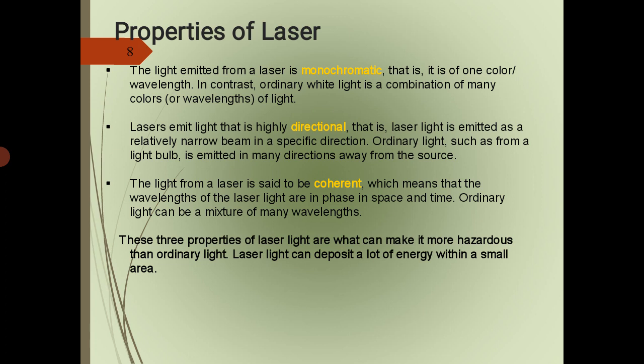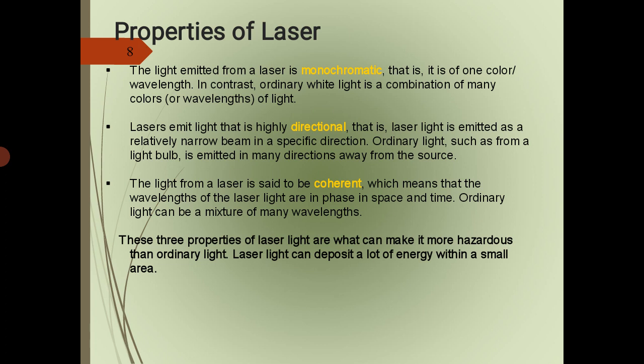Then ordinary light. If you look at ordinary light, it goes in more directions. It does not travel in only one direction, such as light from a light bulb, which is emitted in many directions away from the source. If the distance from the source increases, the ordinary light spreads. But if we increase the distance with laser light, it does not spread. Its direction is only one.